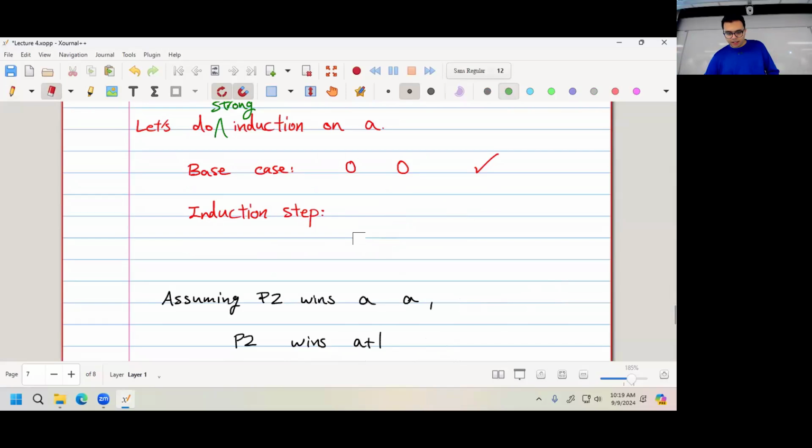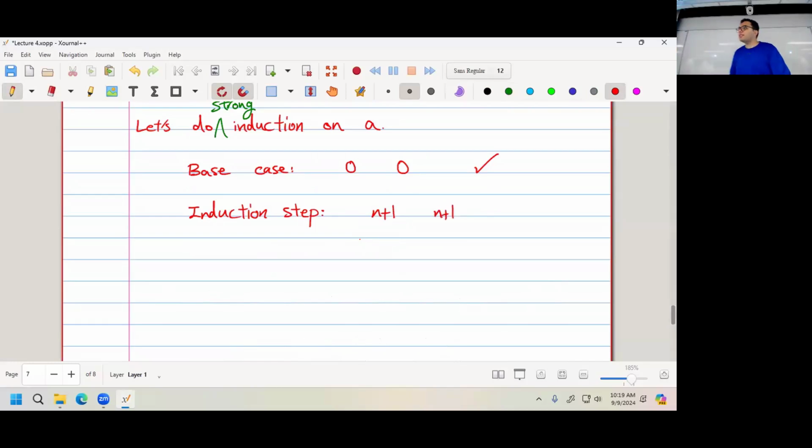Let's say, I'm going to erase this one because I'm not going to use normal induction. I'm going to use strong induction. Let's say that I have n plus 1, n plus 1. And what is my assumption? My assumption is that if the game gets to 0, 0, player 2 wins. If the game gets to 1, 1, player 2 wins. If the game gets to 2, 2, player 2 wins. If the game gets to n, n, player 2 wins. So I have all of those things as assumptions, right? So my assumption here is that basically for every i that is less than or equal to n, player 2 wins at i, i.